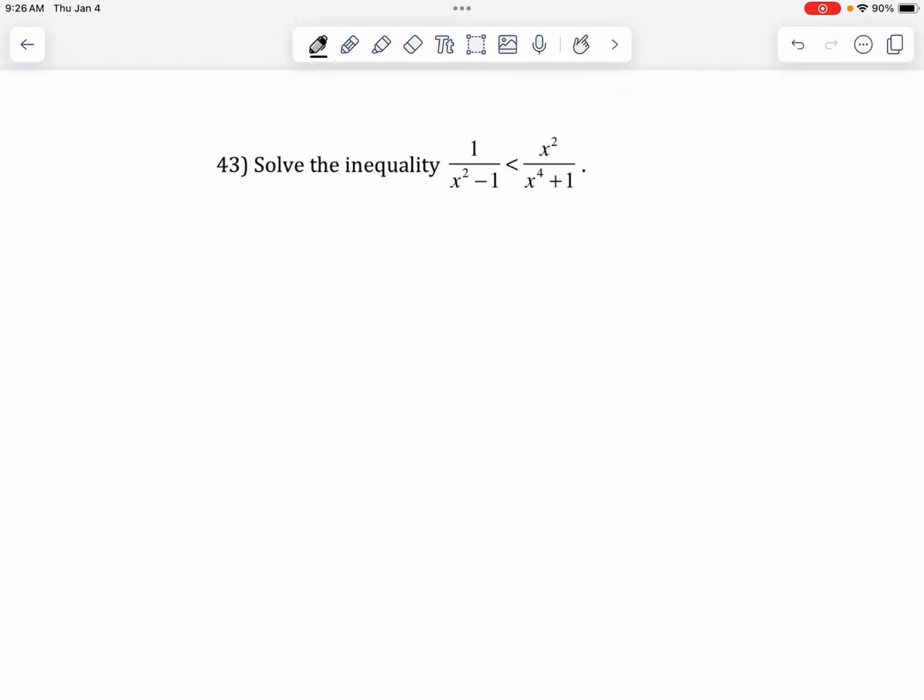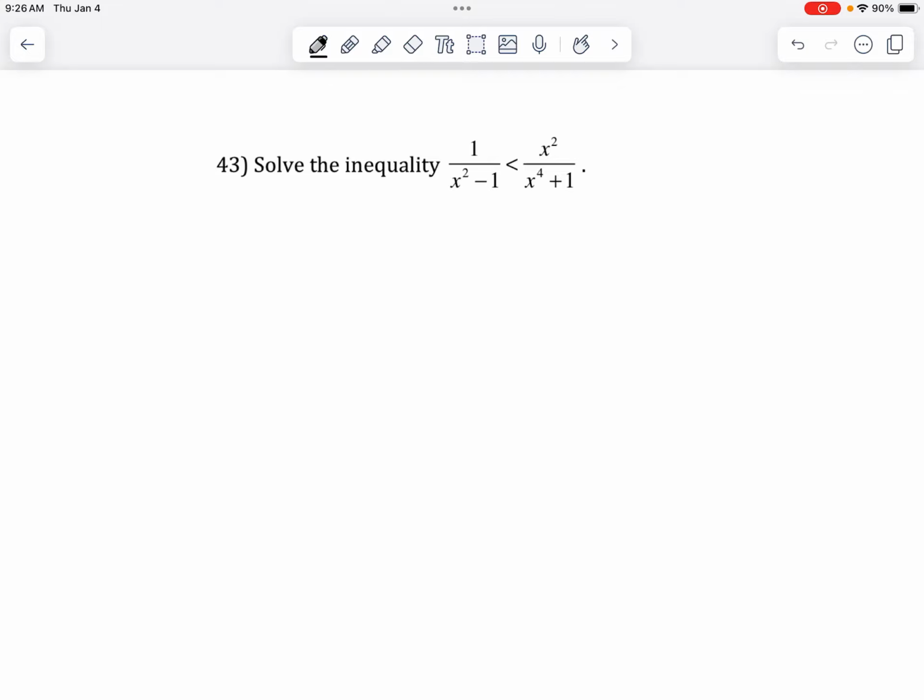Well, here's a fun little inequality. Solve this inequality. Before I do, I noticed that the denominator could actually equal 0. If x equals 1, then 1 minus 1 equals 0, so that would make it undefined. Also, if x equals negative 1, that would also cause it to be undefined. So I'm not sure that's going to be a part of the answer, but I'm just noticing that before I start doing algebra.